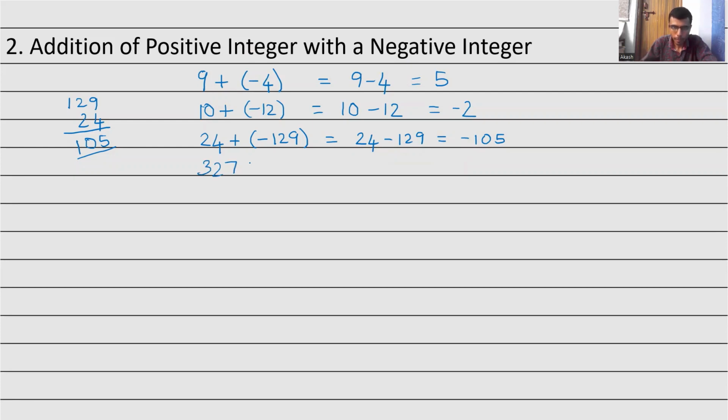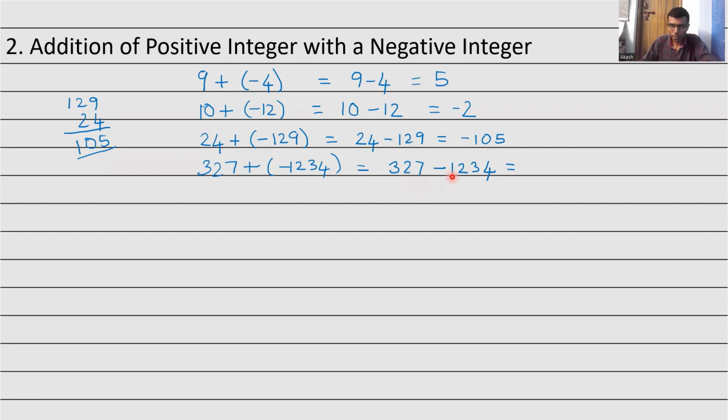327 plus minus, let me take 1 2 3 4. Okay, again I told you, let's get it to the standard form, a minus b. So we get 327 minus 1234. Same thing. You might feel I'm repeating, but this is the way. Repetition is the way for perfection. Practice makes a man perfect.